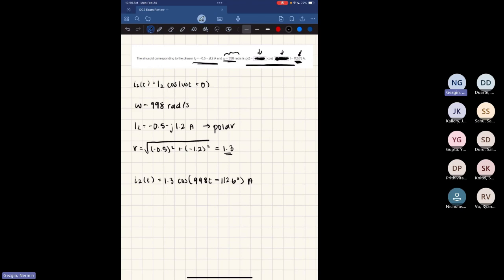Does that make sense? It's a very straightforward and easy question. It doesn't require a lot of math or anything. You just have to think it through a little bit. Okay, moving on then.